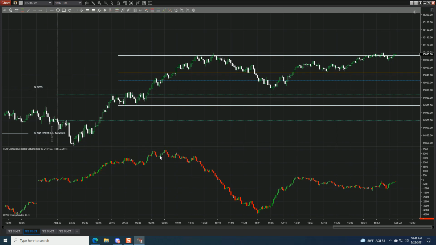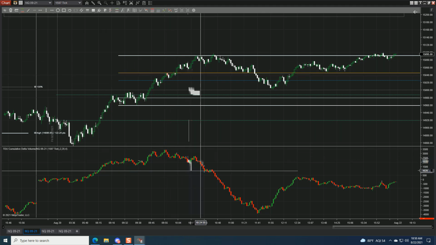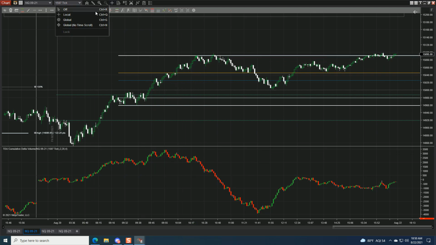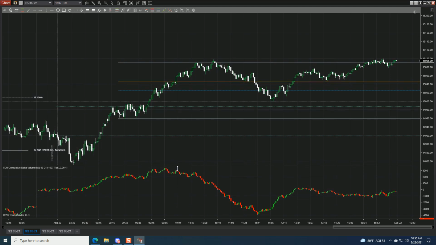Now you will note that as we get to this level right here, we get a disconnect. The cumulative delta is falling, yet the prices are rising. So what would explain that? Well, that is why I made the point of making that distinction between the professional and the retail trader.